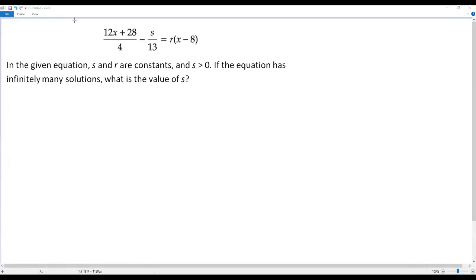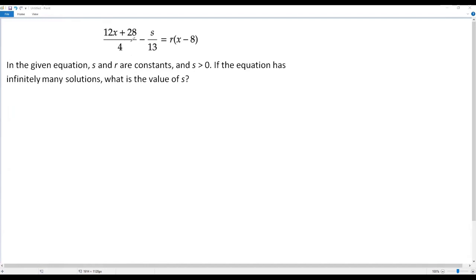Here we have a SAT math problem. Okay, let's go to the question. (12x + 28)/4 − s/13 = r(x − 8). In the given equation, s and r are constants and s is greater than 0. If the equation has infinitely many solutions, what is the value of s?